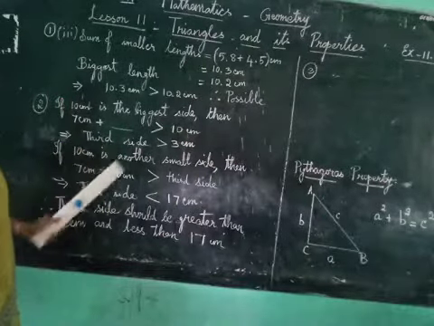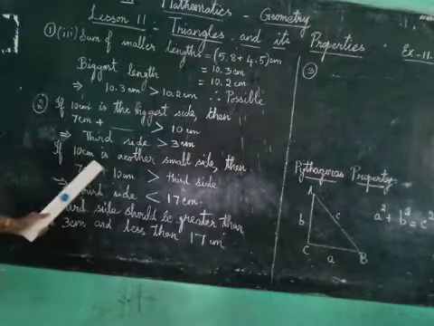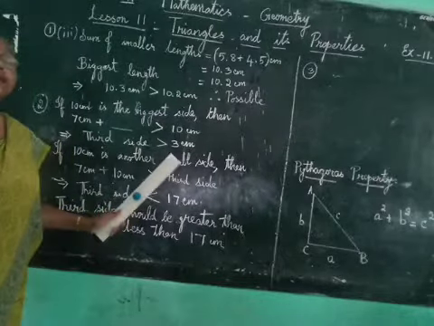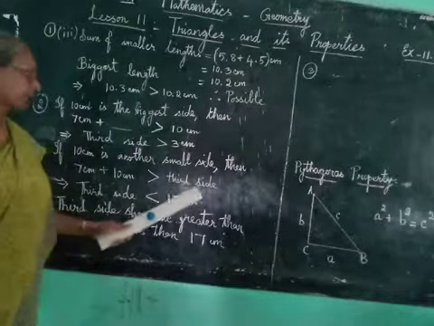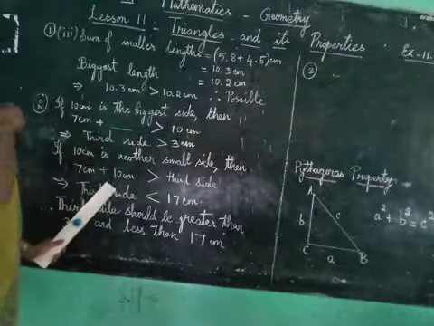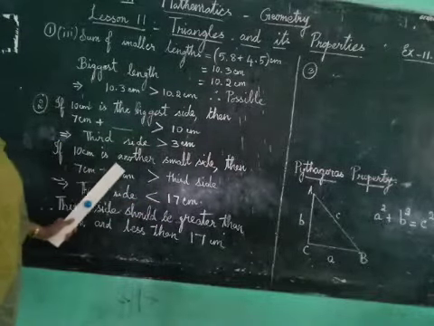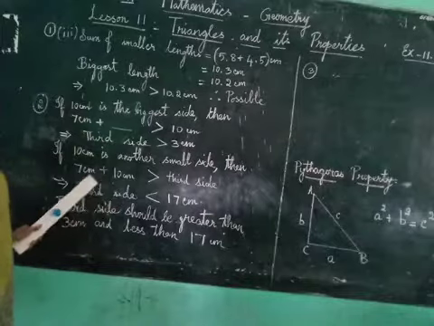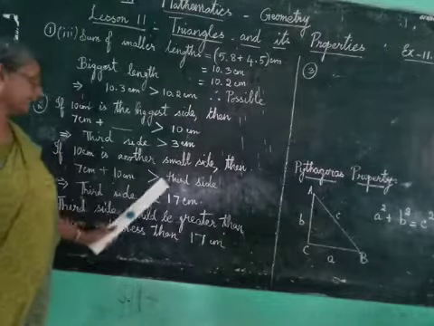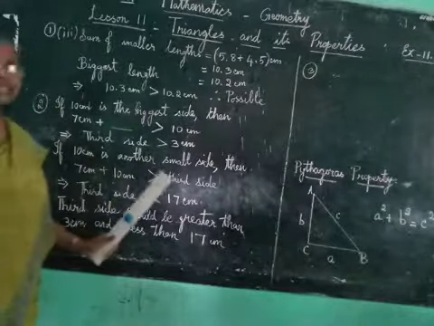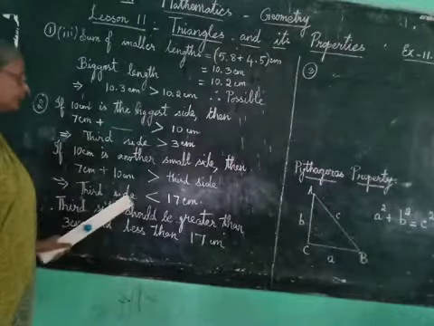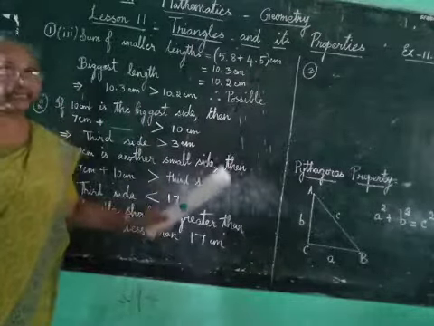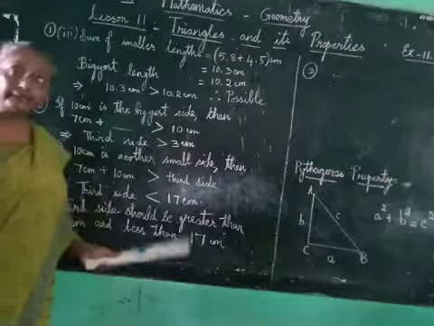Now, another possibility we can take: 10 centimeter is another smaller side. One smaller side is 7 centimeter. If we take 10 centimeter to also be a smaller side, then 7 centimeter plus 10 centimeter will be greater than the third side, because these two are smaller sides. So 7 plus 10 is 17 centimeter. In that case, the third side should be lesser than 17 centimeter.